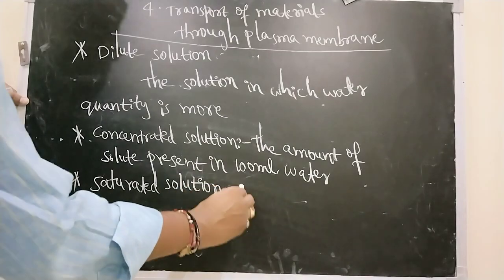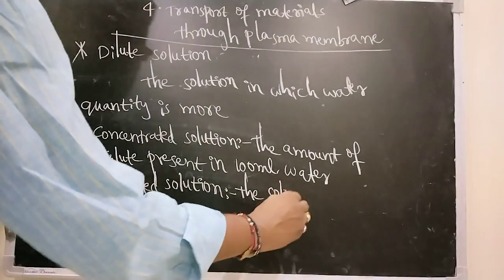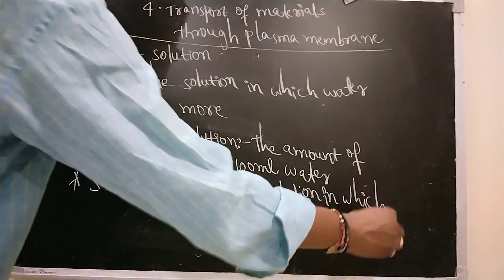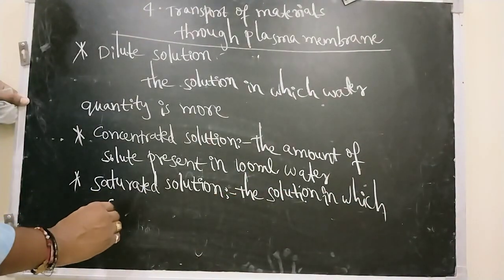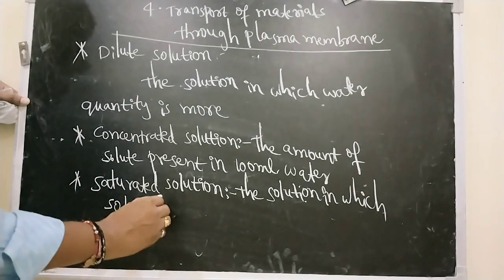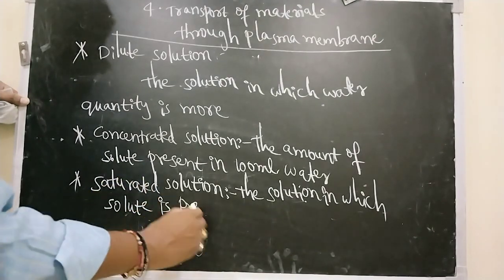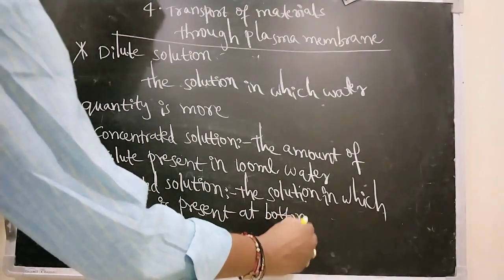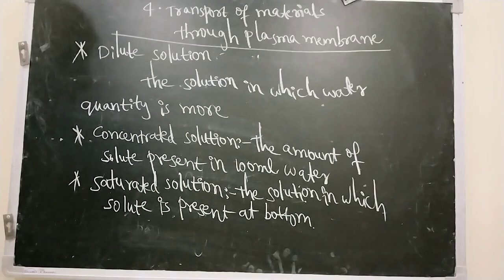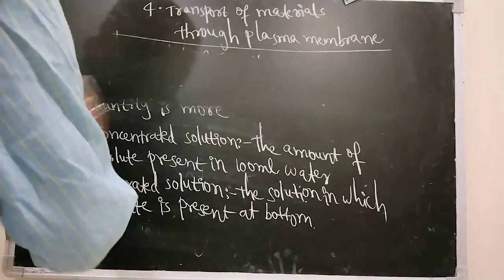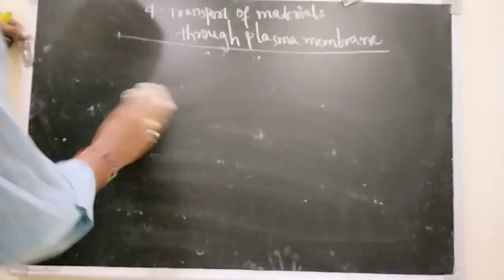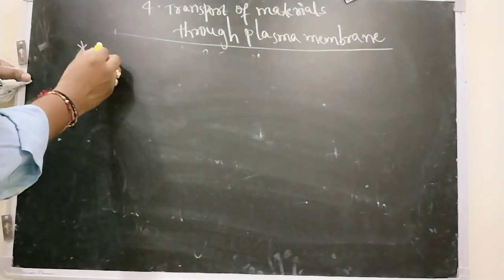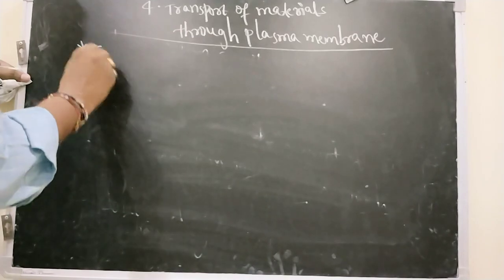The solution in which solute is present at bottom is called saturated solution. Next, how is a solution prepared? Because of the presence of a combination of solute and solvent.